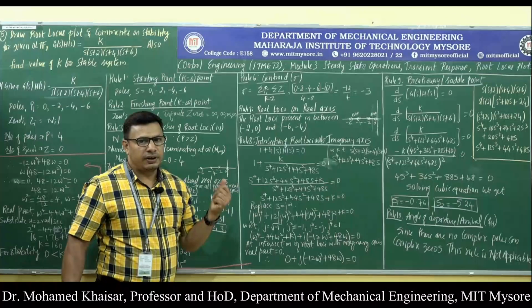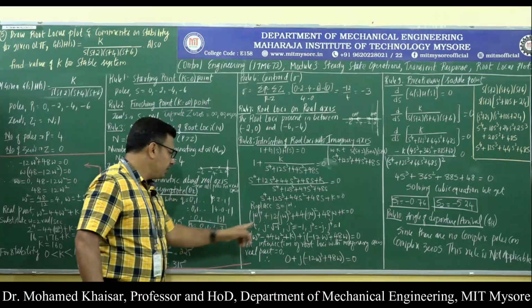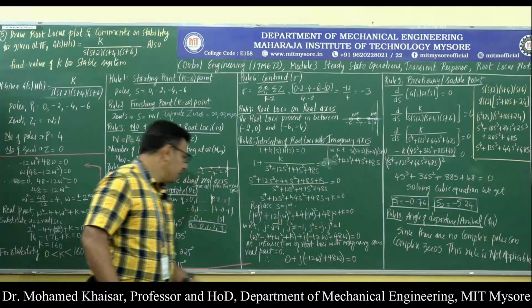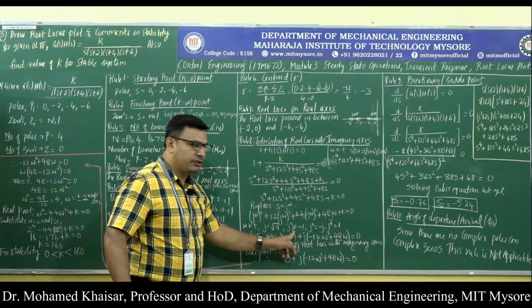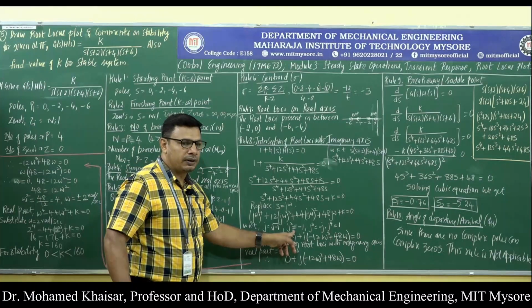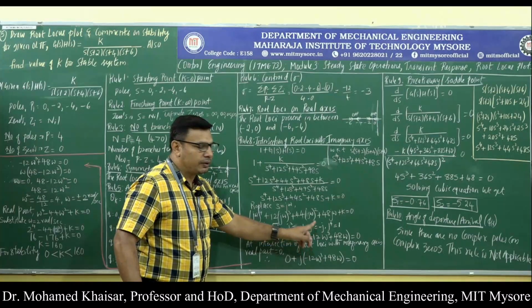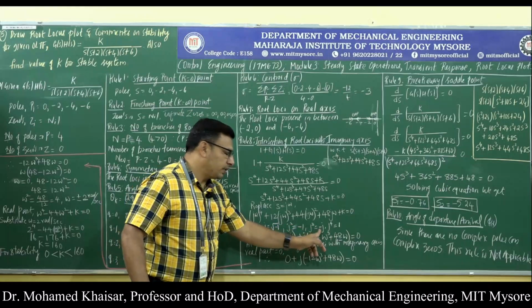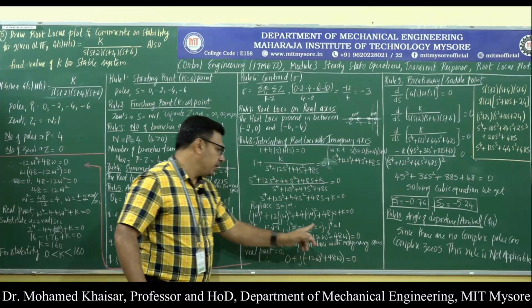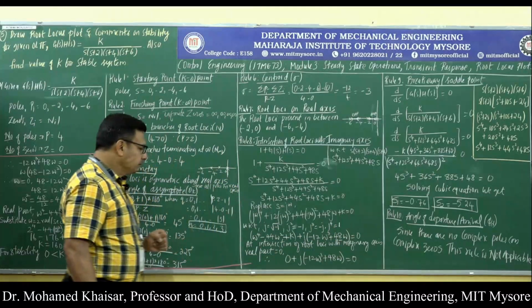Now, what is s? s is nothing but j omega. So, we will replace s by j omega. What is j? It is root minus 1. What is j square? Root minus 1 into root minus 1 is minus 1. j cube is j square into j, j square is minus 1, so j cube can be written as minus j. j raised to 4 is j square into j square, that is 1.